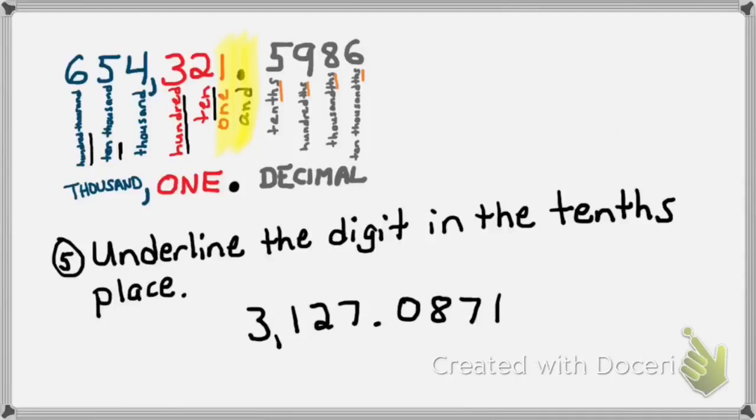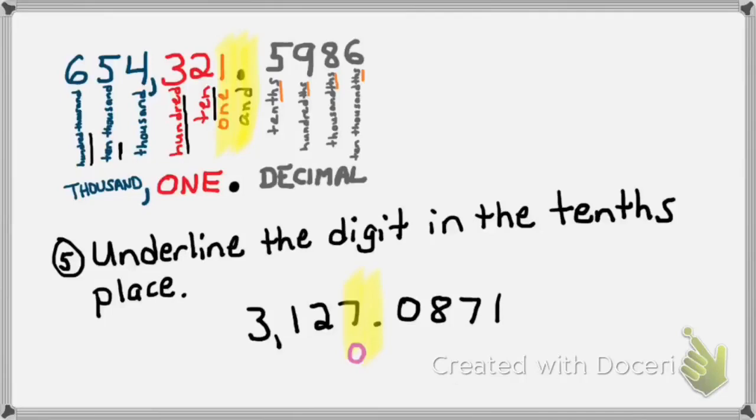Number 5 again says underline the digit in the tenths place. So, as always, I'm going to find my 1 and my decimal columns to highlight those. There's my 1 and there's my decimal. I'll label it the O for the ones column. I'm looking for the tenths column, so I'll keep going till I get there.